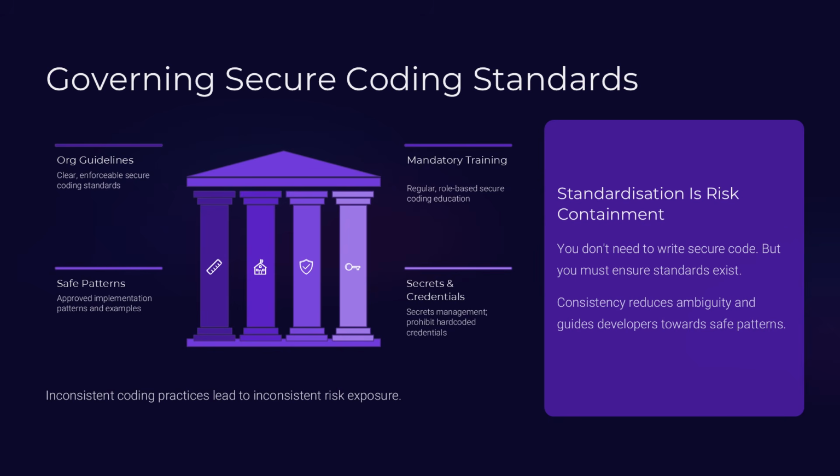You do not need to write secure code, but you must ensure standards exist. Secure coding standards provide consistency. They reduce ambiguity. They guide developers toward safe implementation patterns. As a leader, demand organization-wide secure coding guidelines, mandatory training for developers, defined patterns for input validation, error handling, and authentication, clear secrets management practices, prohibition of hard-coded credentials. Inconsistent coding practices lead to inconsistent risk exposure. Standardization is not bureaucracy, it is risk containment.